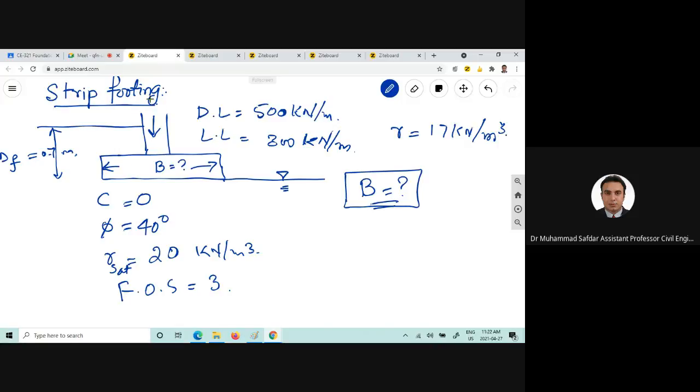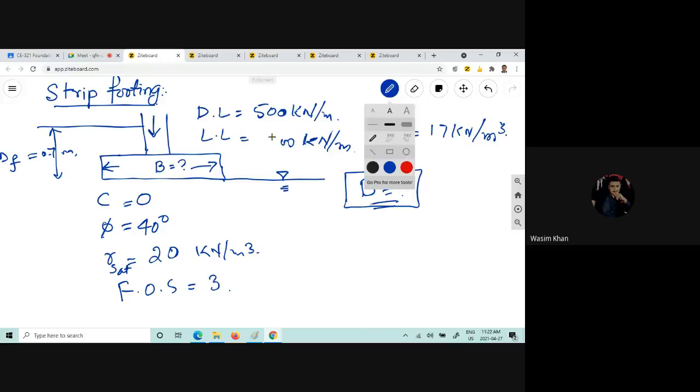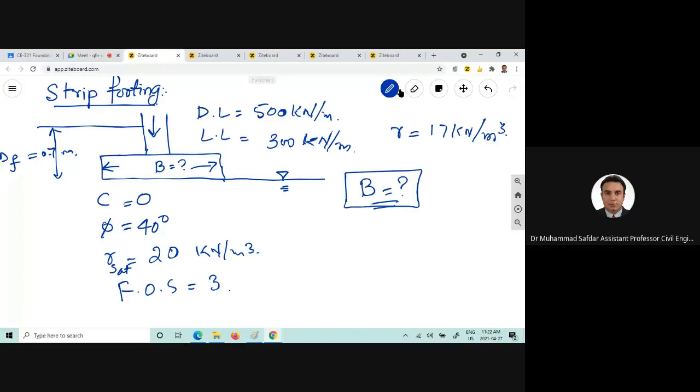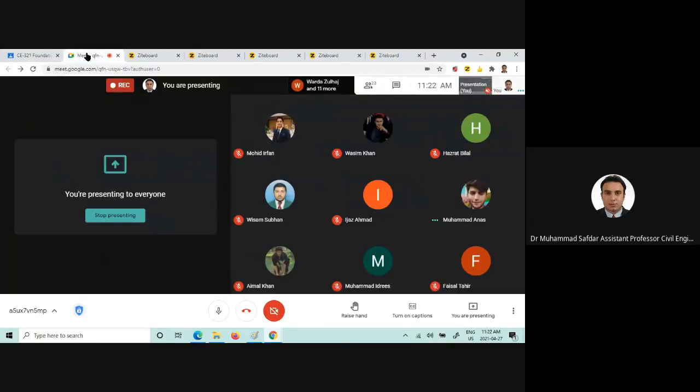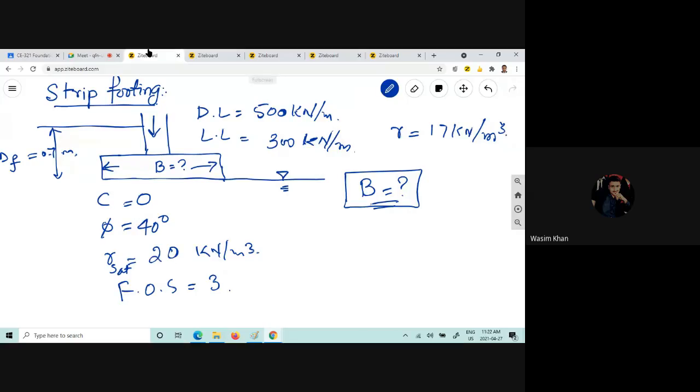Wasim, is it clear? The problem is clear. Do you understand? Do you have any question? No question, sir. So how we are going to solve, Wasim? Any thoughts? Yes, please. So Q ultimate first. Okay, so we need to find out the Q ultimate. This is a good start.